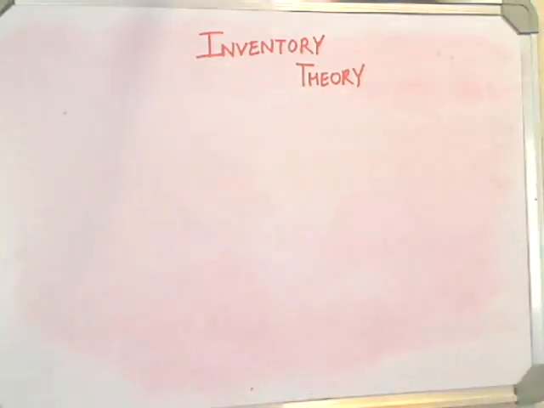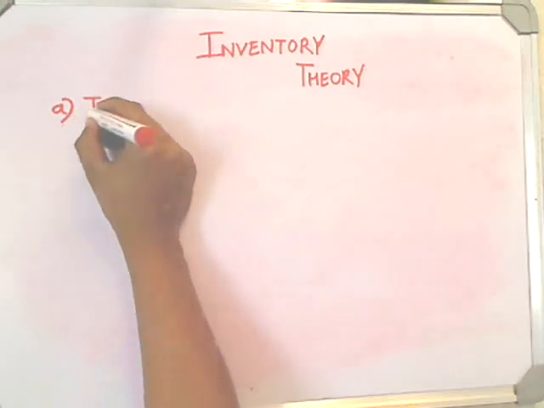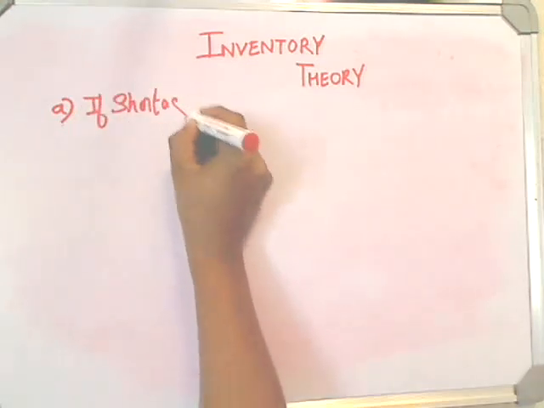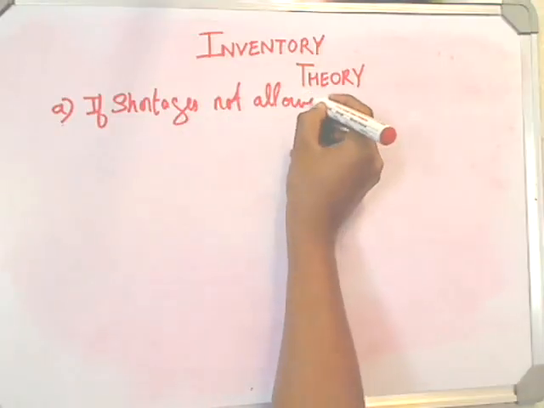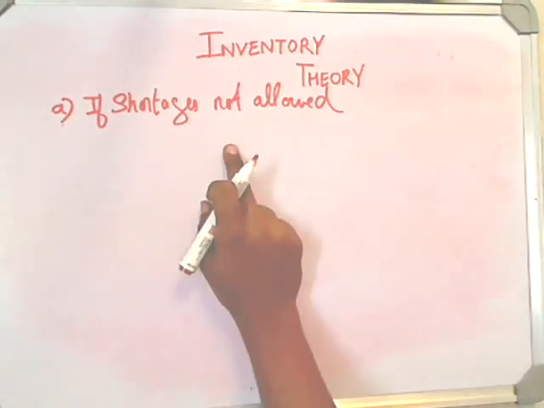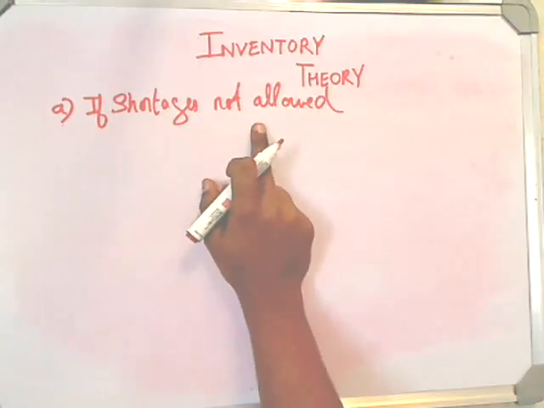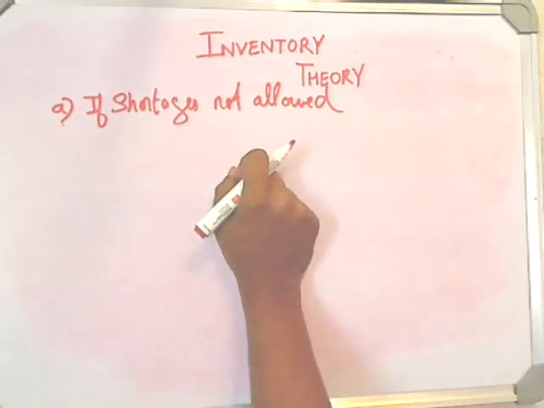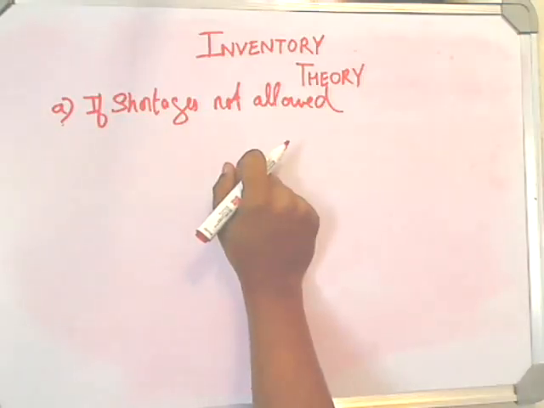Let's look at the first side of the problem. It says, if shortages are allowed. Sorry, if shortages are not allowed. I prefer to do this one first because many of the values I get here I can substitute in the second set of formulae, and it becomes so much easier when I do that.